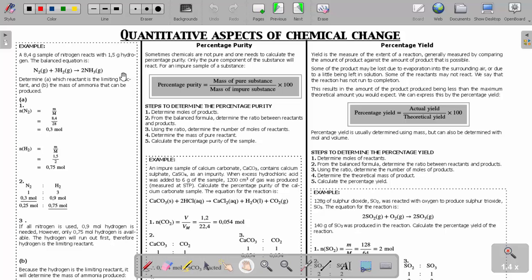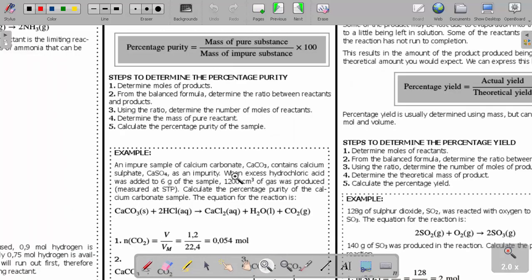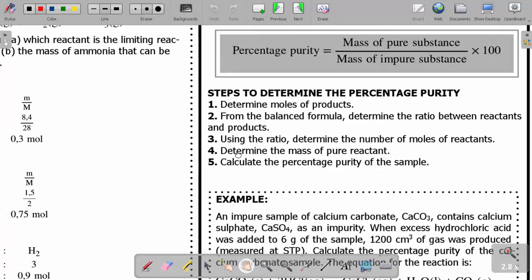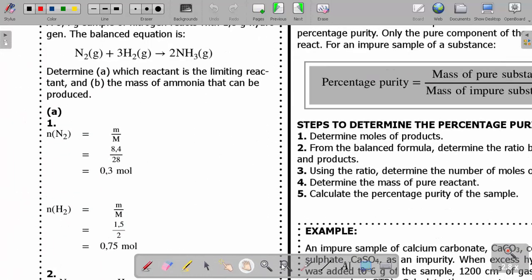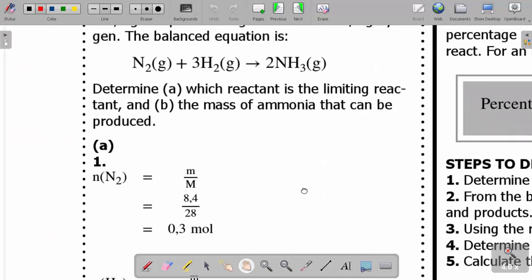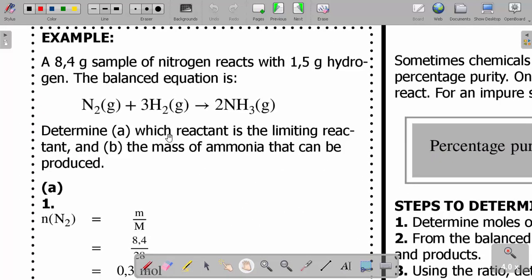For example here, they say that 8.4 grams sample of nitrogen. Okay, let's take it properly. The question says that 8,4 gram sample of nitrogen reacts with 1,5 gram hydrogen. The balanced equation is here. Nitrogen plus 3 hydrogen to give us 2 ammonia. What's our mole ratio here, guys? 1 to 3 to 2.